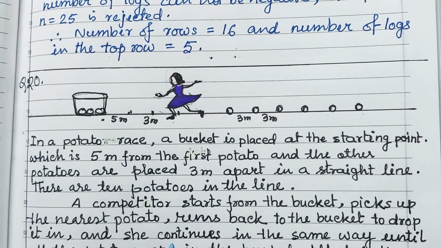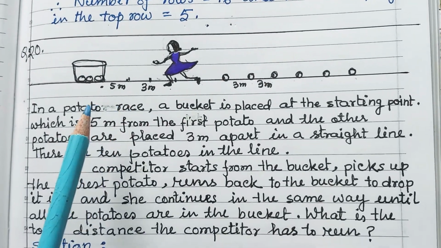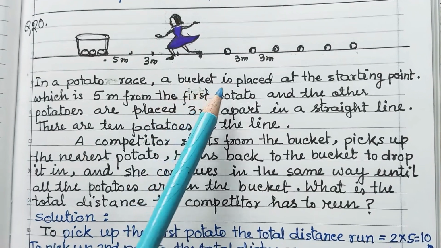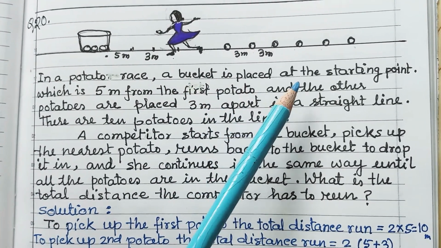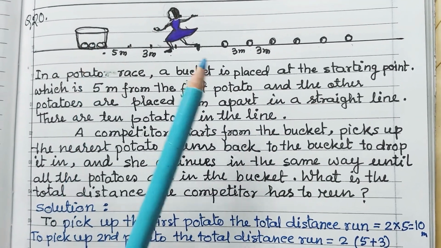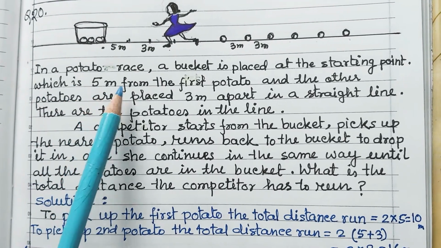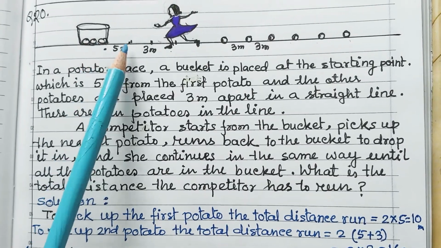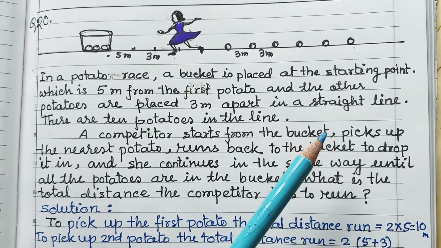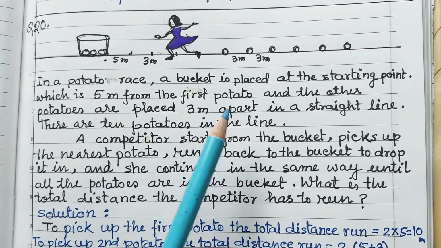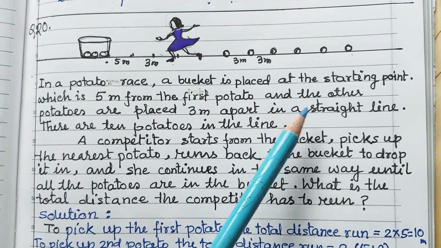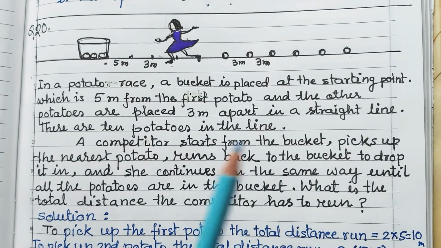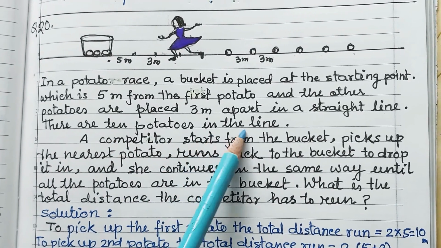Last question. It is a very interesting question. Now here you see, in a potato race, a bucket is placed at the starting point, which is 5 metre from the first potato. The other potatoes are placed 3 metre apart in a straight line. There are 10 potatoes in the line.